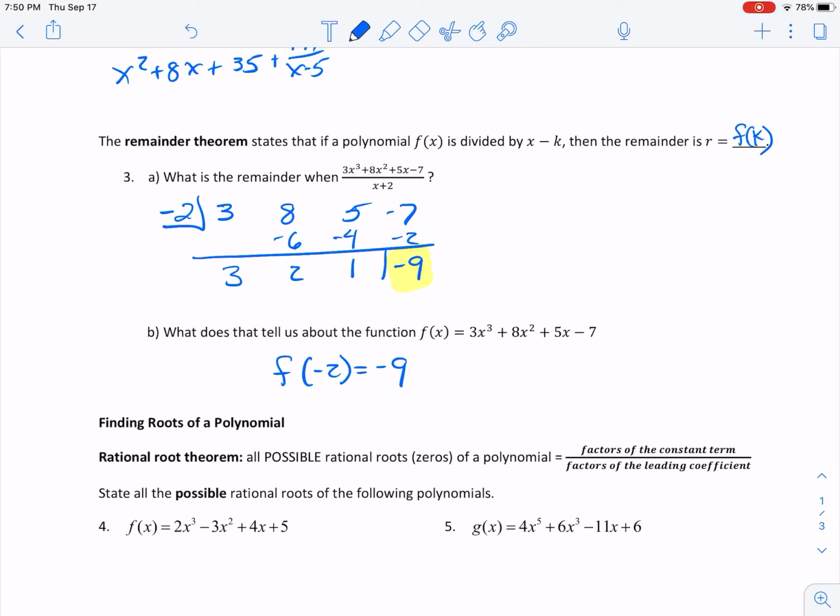Is that true? Well, let's plug negative 2 in. You get 3 times negative 8 plus 8 times 4 plus 5 times negative 2 minus 7. So negative 24 plus 32 minus 10 minus 7, I believe, is negative 9. All right, that's what the remainder theorem tells you, is that f of negative 2 is going to equal the remainder. That's a big concept. Got to think about that.